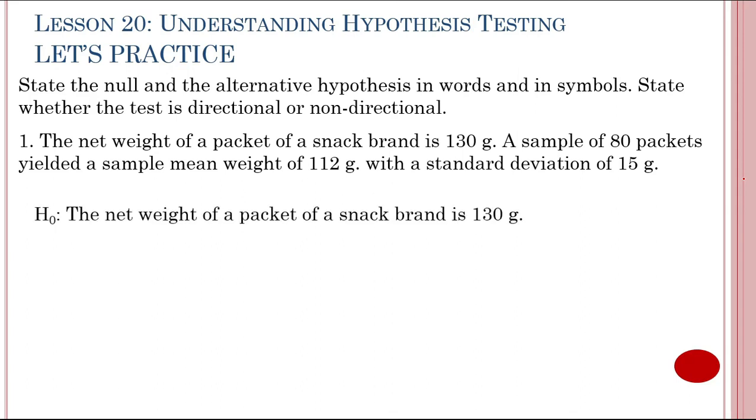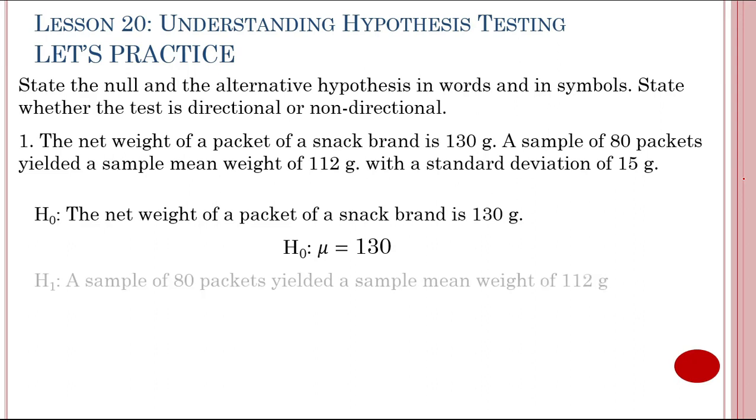So, ano yung null hypothesis? Ito yung null hypothesis. The net weight of a packet of a snack is 130 grams. That is in words. In symbol, that is the mean is equals to 130. Yan, 130. Very good. Next. Alternative hypothesis. Very good. A sample of 80 packets yielded a sample mean of 112 grams. So, ang alternative hypothesis natin ay H sub 1, the mean is less than 130 grams.